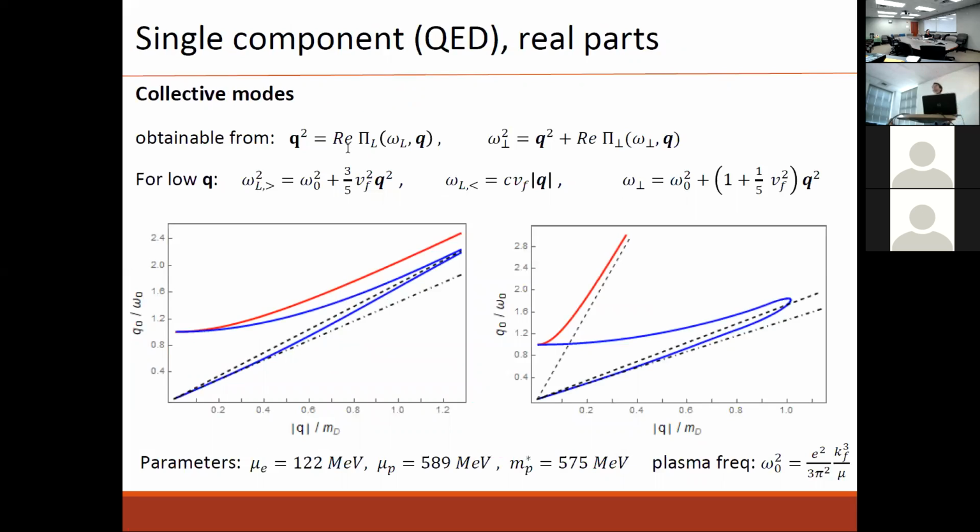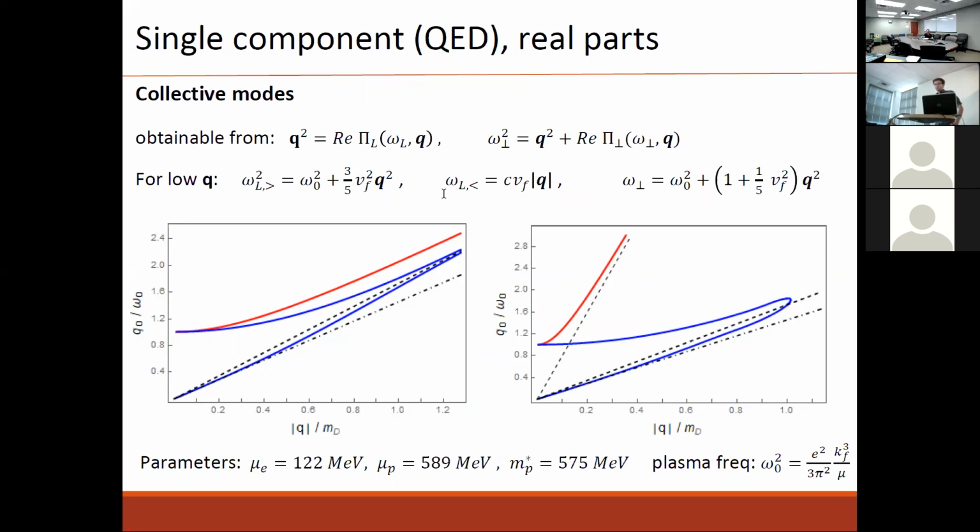So let's look at a single component plasma. That's kind of an academic exercise because one could argue that in a single component plasma at very high densities, the system is not charge neutral. And that's certainly true. Nevertheless, these are plots that lots of people have seen before, so it's a natural starting point. You can take the real part of the polarization function and calculate the excitation spectrum that you get from solving these two equations.